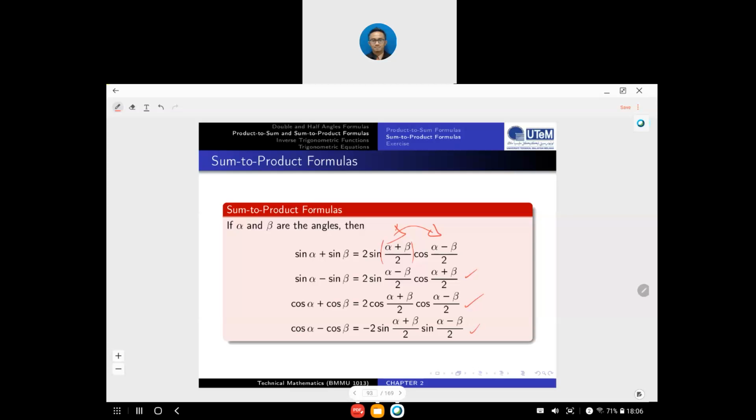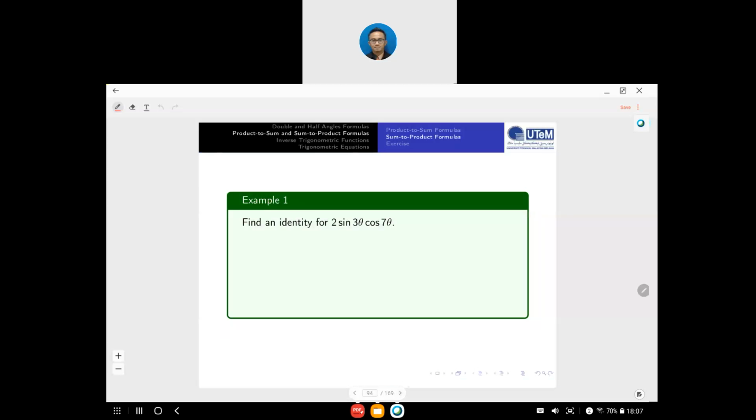Okay, when you have a lot of formulas, make sure you understand. Dan nak faham dia, kena buat banyak soalan. Baru awak akan faham. Okay. So, next, let's look at example 1.